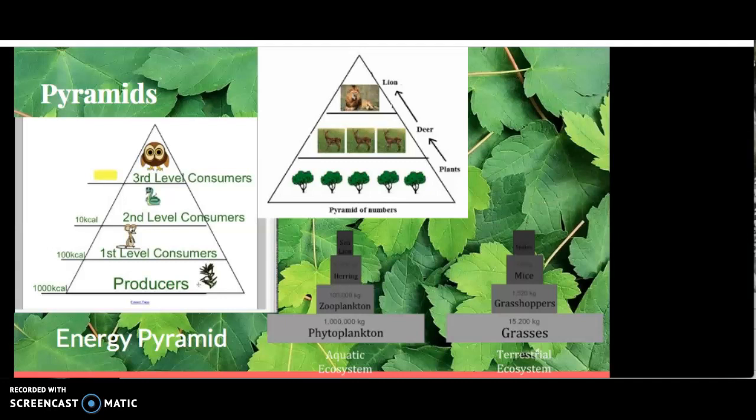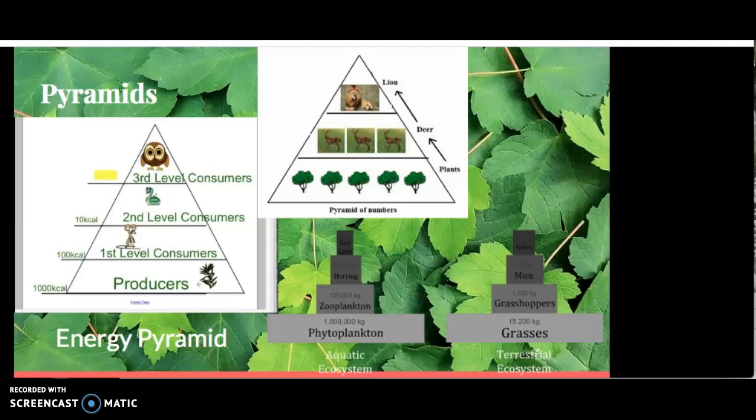So those are the three different pyramids: energy pyramids, pyramid of numbers, and biomass pyramids, that environmental scientists would look at to analyze how healthy your ecosystem is, and to analyze whether there is enough of what we need at the bottom of the food chain to provide for what's at the top of the food chain, and vice versa. And you can see where there may be issues.